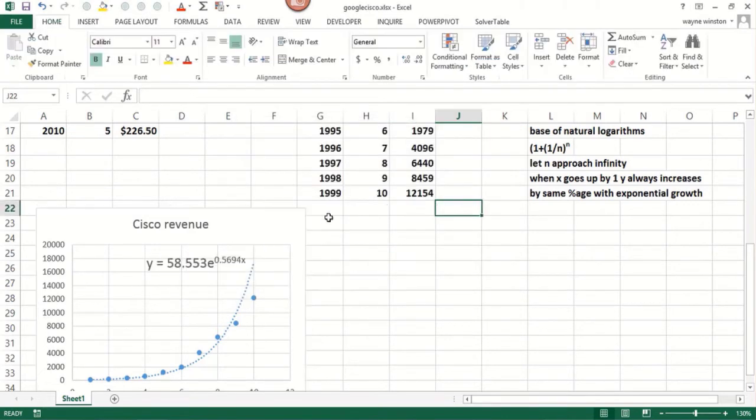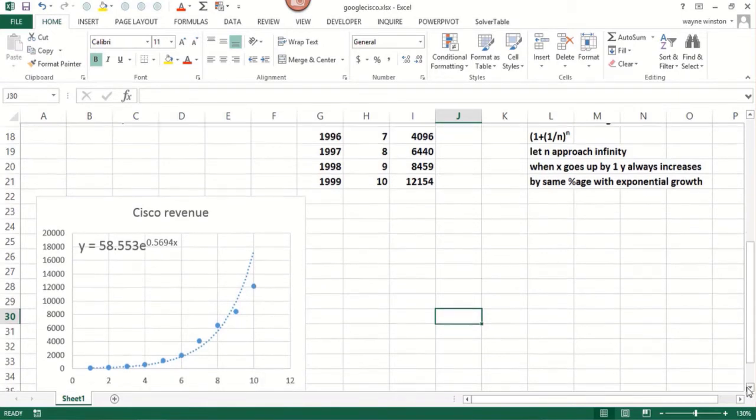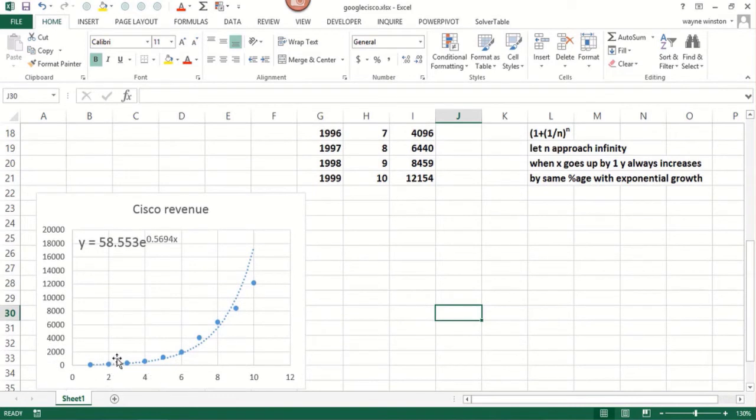All right, so that looks good. So the annual revenue of Cisco could be predicted by 58.553 times e to the 0.5694x, where x goes from 1 to 10 in our data set. Now you notice this is really good data except for one thing. The last point falls way below the curve.